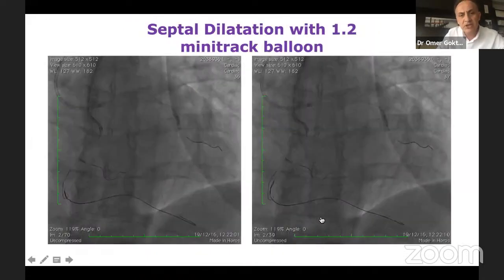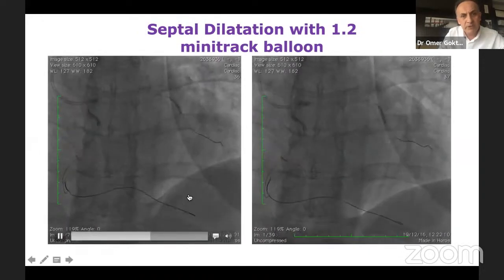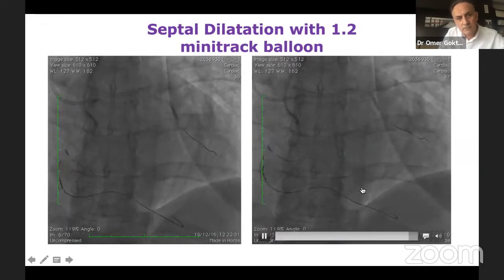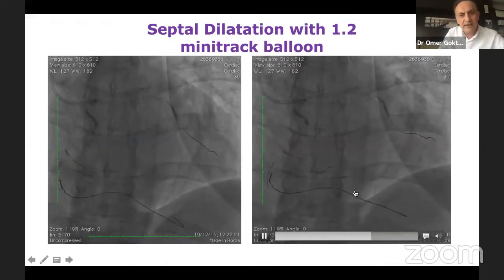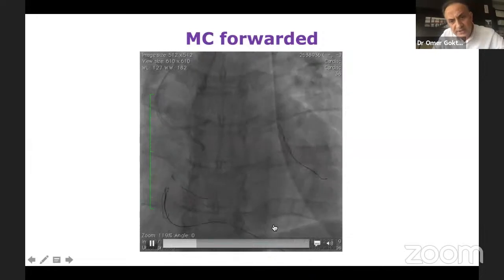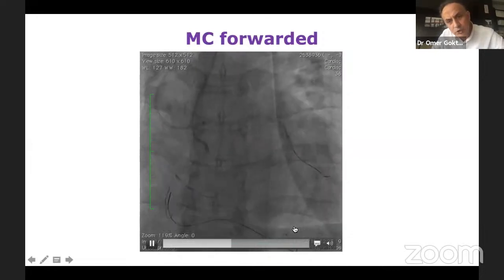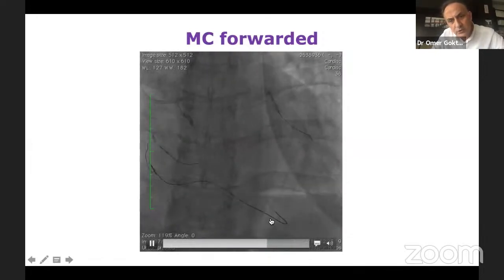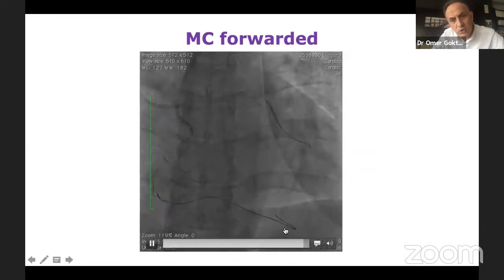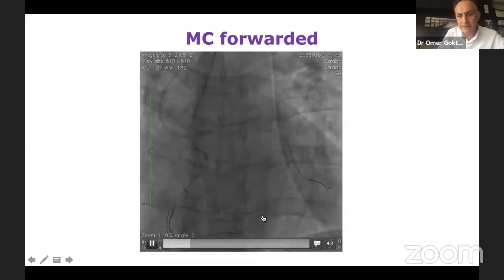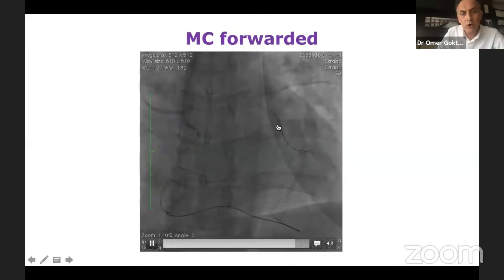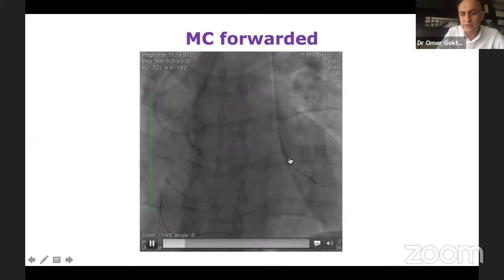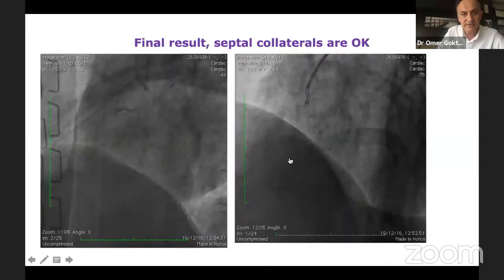We can do septal dilatation here. We used a 1.2 Mini Trek balloon. We did dilatation gently, up to 6 to 8 atmospheres. After septal dilatation, I hope you see that we push our microcatheter and it easily crosses. So we can do septal dilatation if we need it, if we can't insert. In this case, I also did anchoring technique to have better support. Although I had anchoring technique, I couldn't insert it before dilatation of the septum.